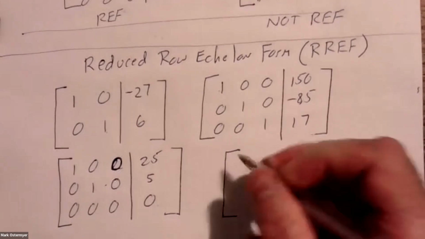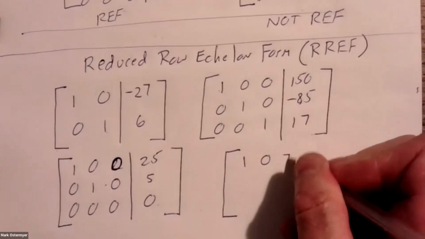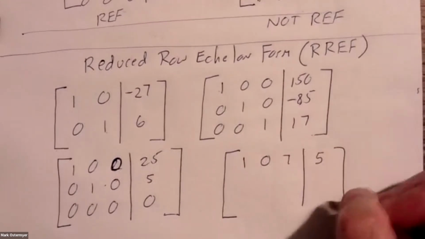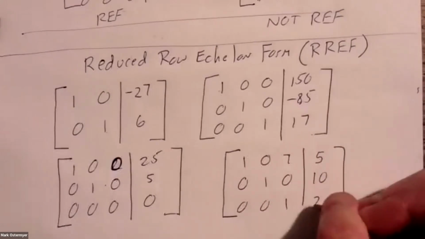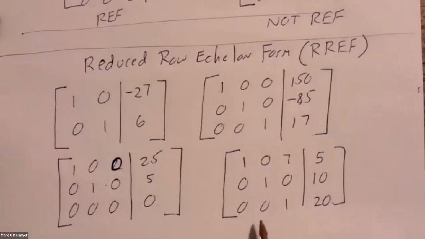So why is this matrix here not in reduced row echelon form? Why is this not in reduced row echelon form?